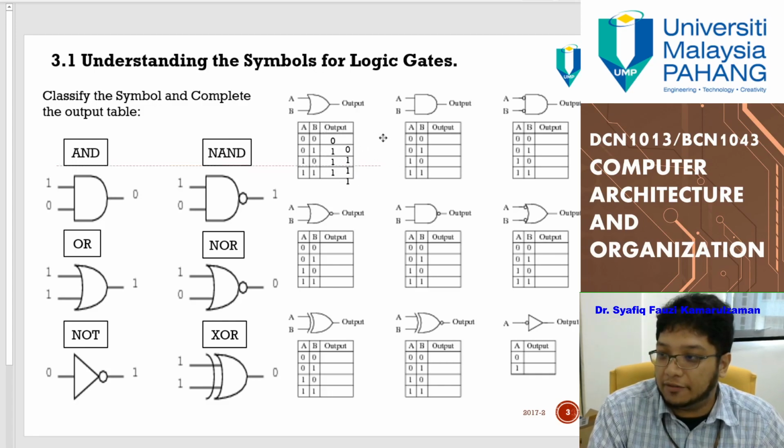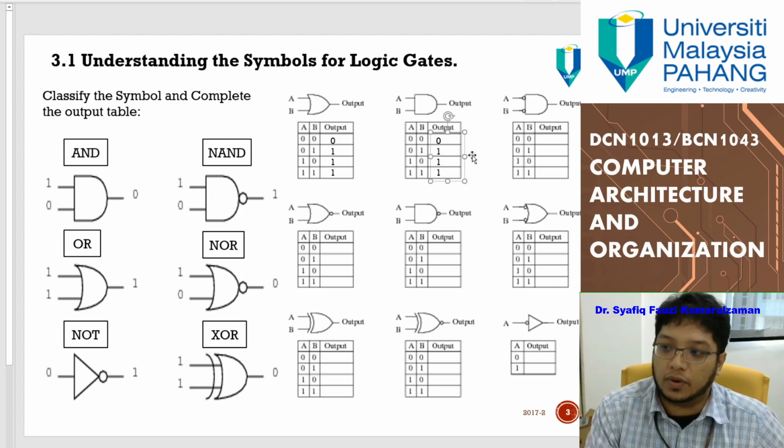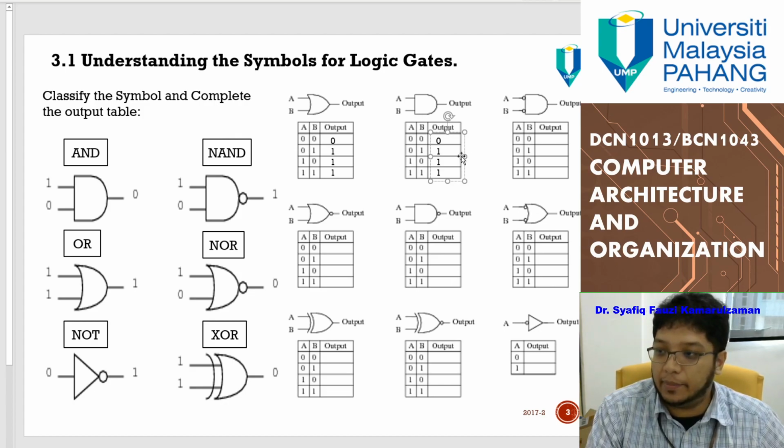Now we have AND. AND is basically multiplication. So A multiplied with B: 0 multiplied with 0 is 0, 0 multiplied with 1 is 0, 0 multiplied with 1 is 0, and 1 multiplied with 1 is 1. So we KIV this one first. Let's move on to the bottom one.